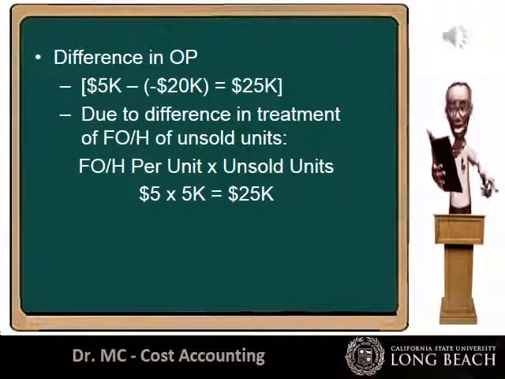As noted earlier, the difference between the operating profits reported under the two methods is $25,000, which is due to the different treatment of the fixed overhead for the unsold units given by the two methods. Because of this, you always know that the difference in the operating profits reported by the two methods is equal to the fixed overhead per unit times the number of unsold units. In our example, the fixed overhead per unit is $5, and the number of the unsold units is equal to 5,000. Therefore, the difference in the operating profits reported under each method is equal to $25,000.